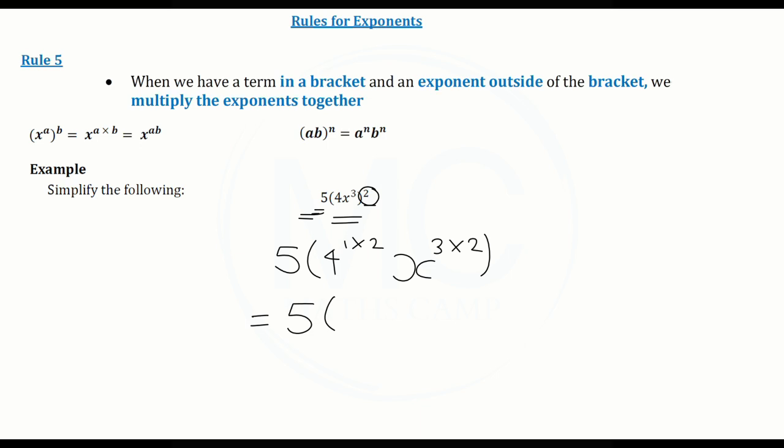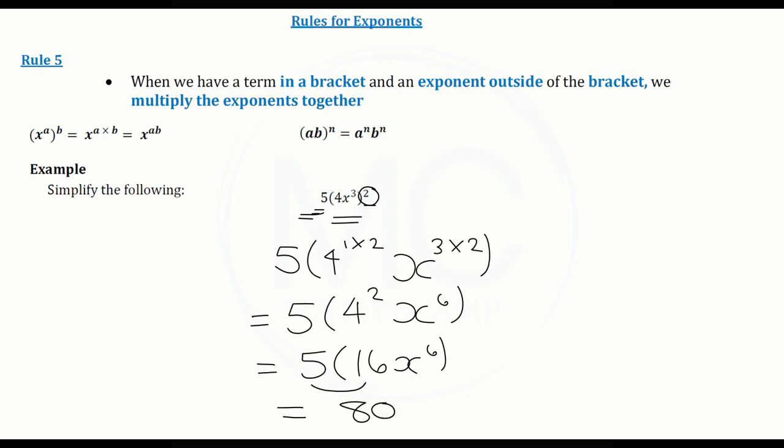1 multiplied by 2 is 2, so we get 4 to the power of 2. x, 3 multiplied by 2 is 6, so this becomes x to the 6. 4 squared is actually 16, so this becomes 5, open bracket, 16, x to the power of 6. Finally, we can multiply the 5 by the coefficient of 16, and we get an answer of 80x to the power of 6.